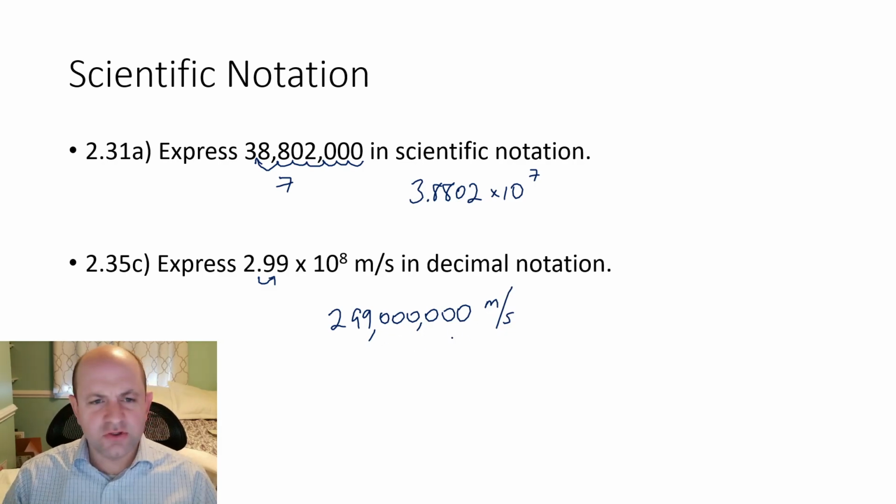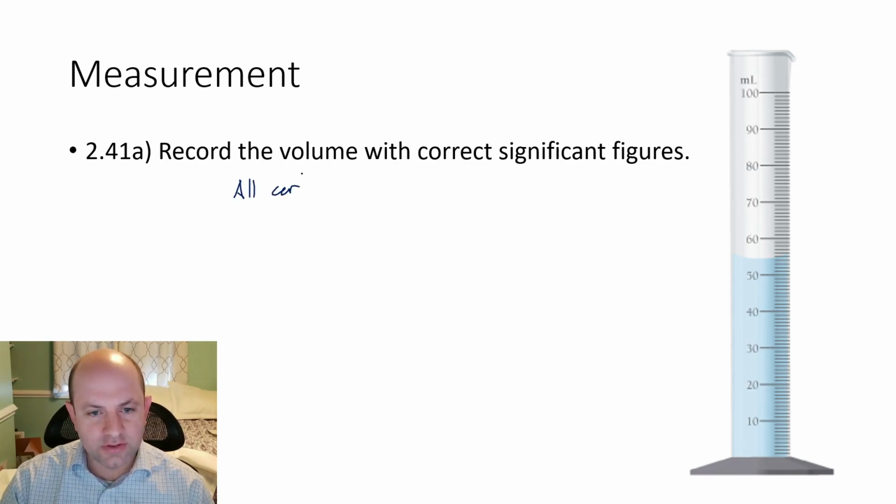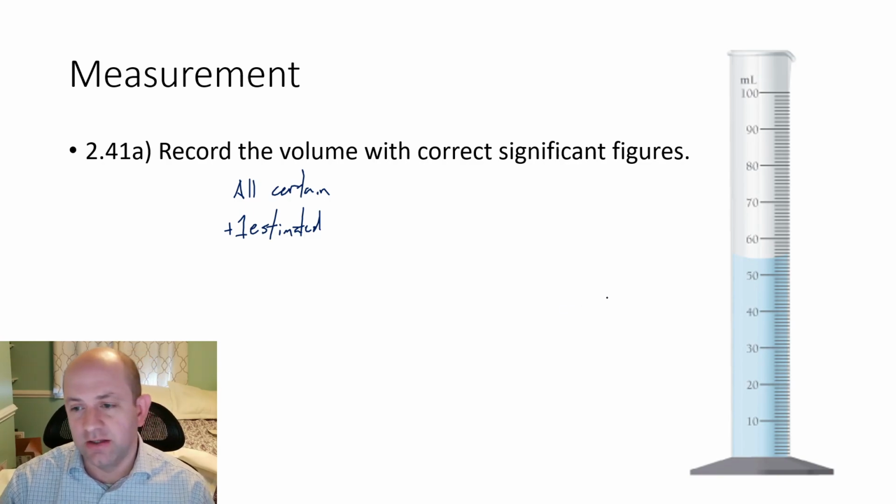All right, so that's just a little review of scientific notation about which way you move the decimal based on the power and how many times. All right, next up, we're looking at 2.41a about measuring volumes or just measurements in general. The key thing with these, and we'll go over this in lecture if you haven't already, is that we write down all the certain digits, everything that we know for sure, plus 1 estimated, where we'll look between the lines and say, okay, what am I estimating between those lines?